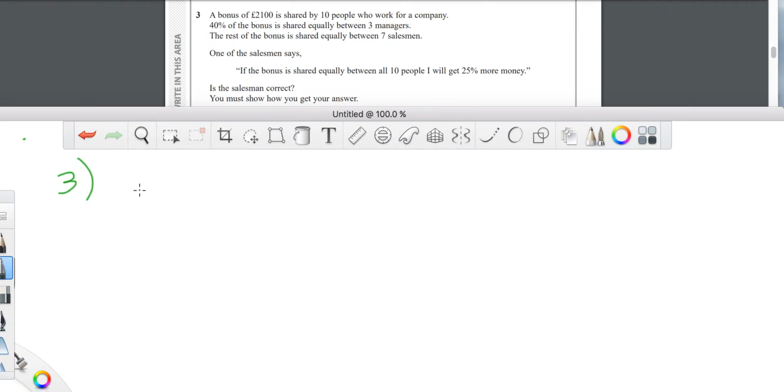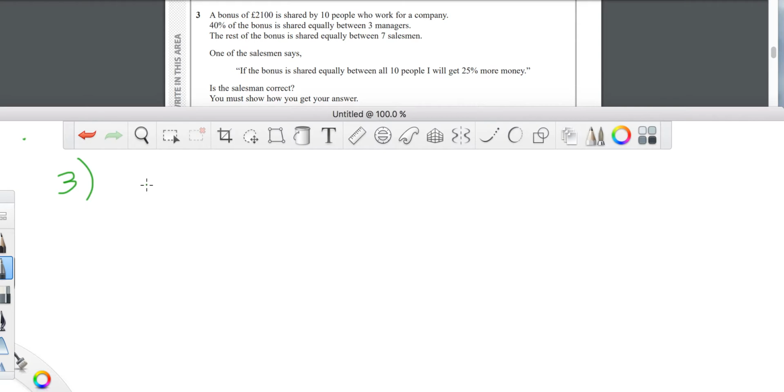a bonus of 2,100 is shared by 10 people who work for a company. So 40% of the bonus is shared equally between the 3 managers. The rest of the bonus is shared equally between the salesmen. One of the salesmen says, if the bonus is shared equally between all 10 people, I will get 25% more money. Is the salesman correct? You must show how you would get your answer.